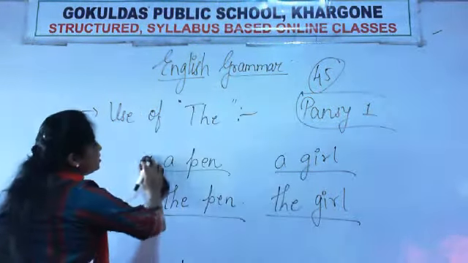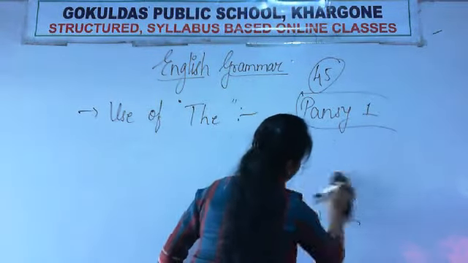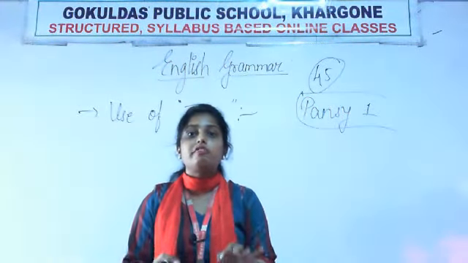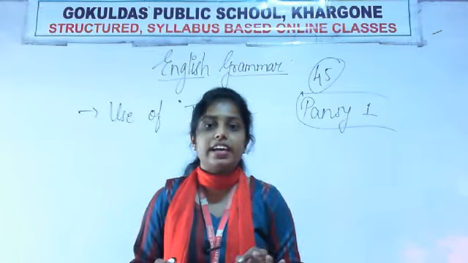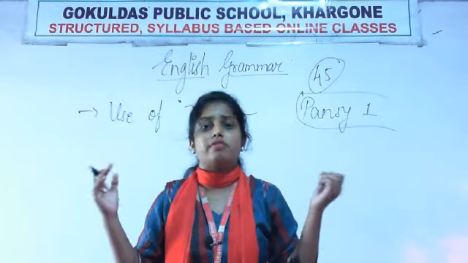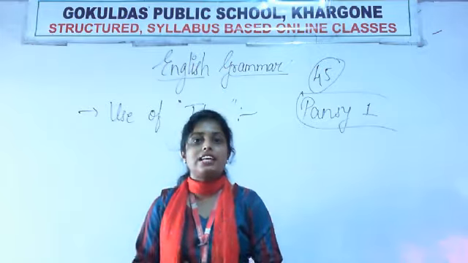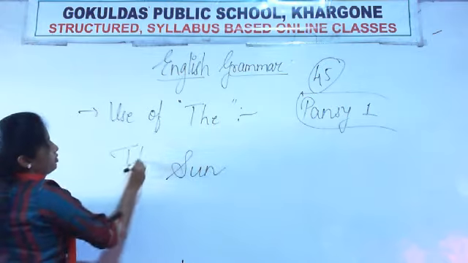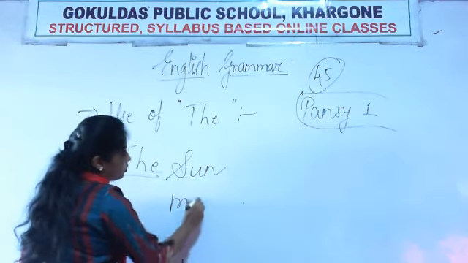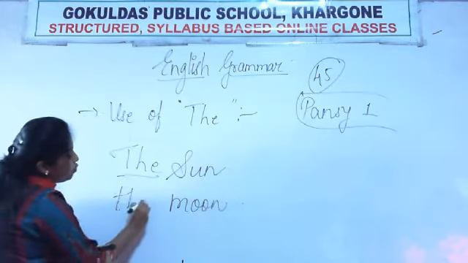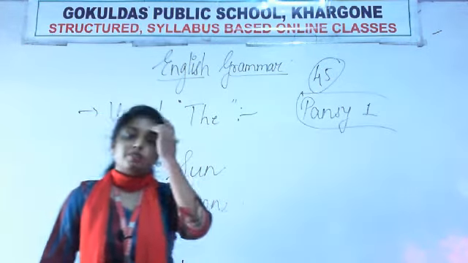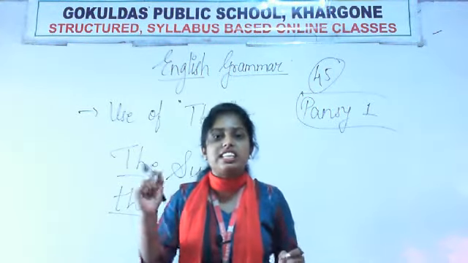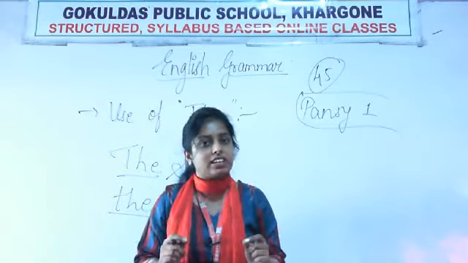Then the second use of the is, we use the with some unique things. Okay, the things that are one and only in this world. For example, with this word sun, you always use the. With the word moon, the. Then with some rivers, mountain ranges, then oceans, seas, which are the only ones in the world, and there is no other like them.